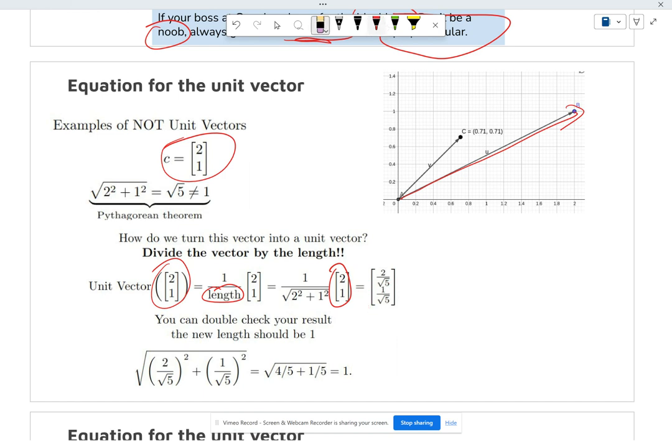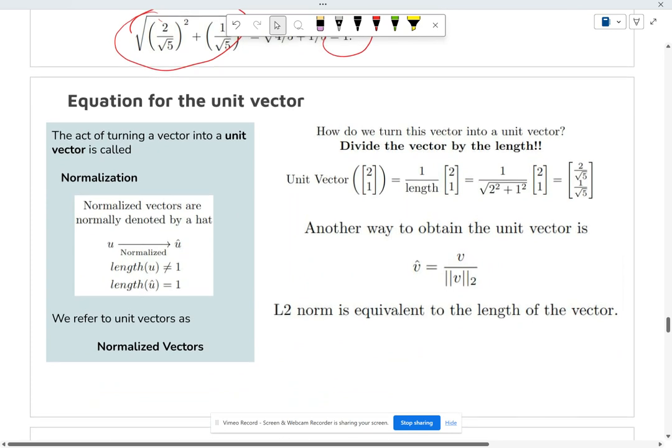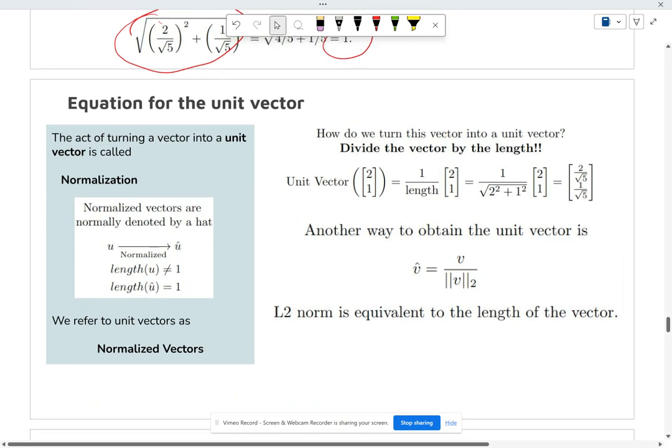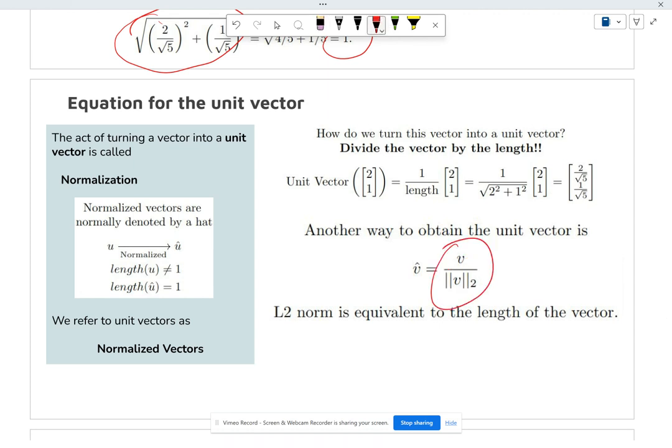You can double check your result. So the final result is this. Now, if you calculate the length, notice that it's now going to be just a length of 1. So that's how you essentially scale a vector. You calculate the length and then divide the vector by the length. And then the result would have a length of 1. The way to calculate the length is also known as L2. So basically you just take the vector and divide by L2.